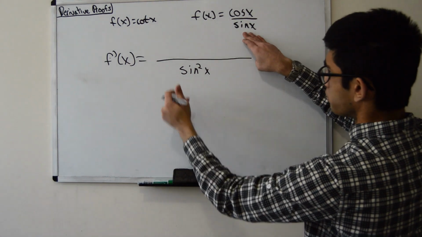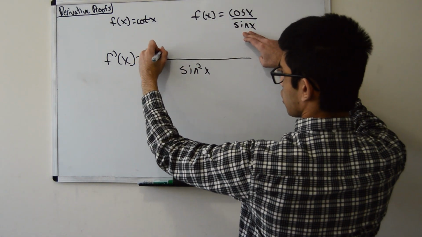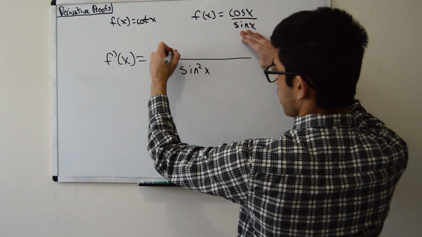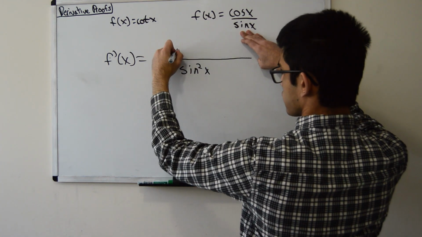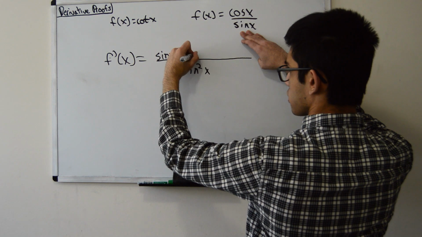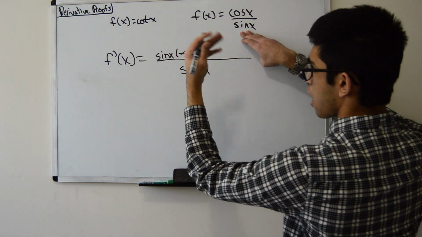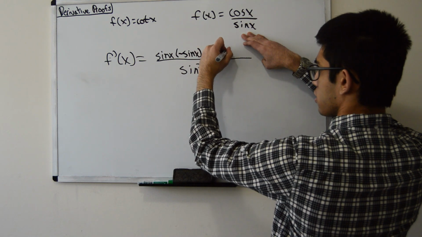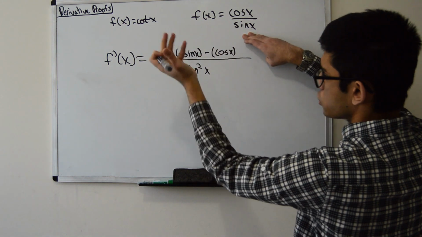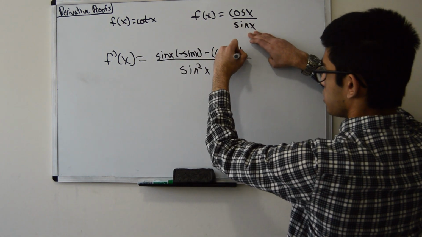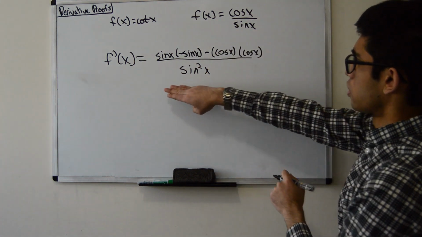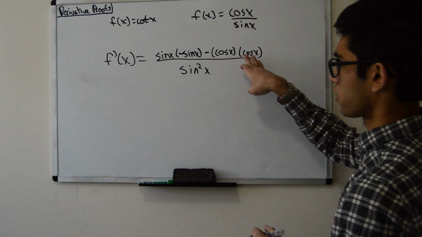So low, and then derivative of the high. So derivative of cosine is negative sine. So negative sine x, minus high d low. So high is cosine. So cosine. And high d low, so derivative of the low, is going to be cosine. So you can see where I got that from.